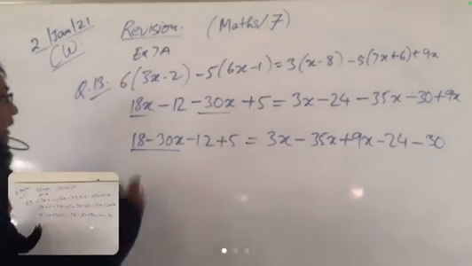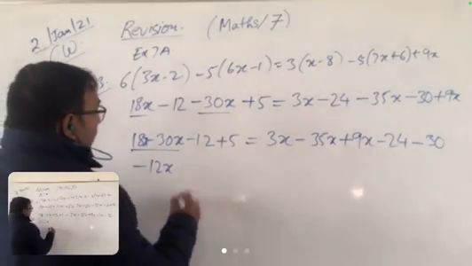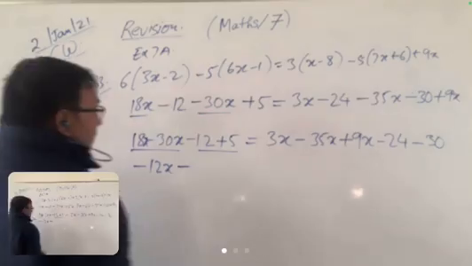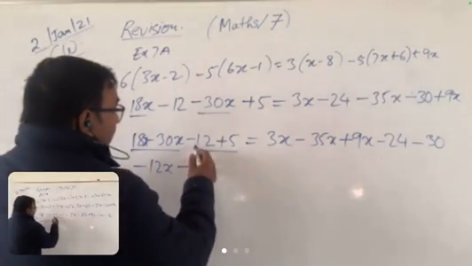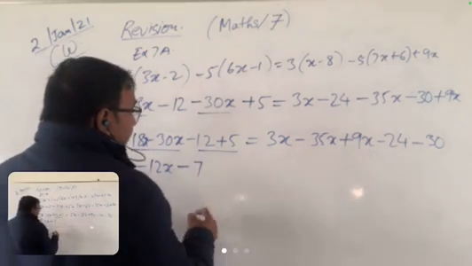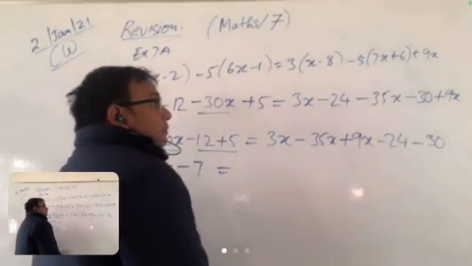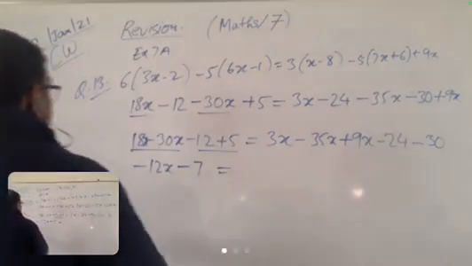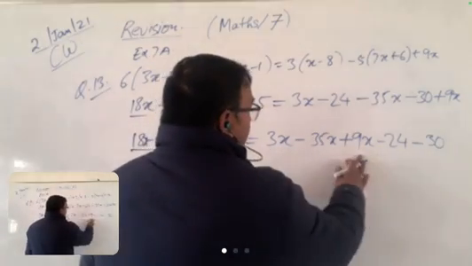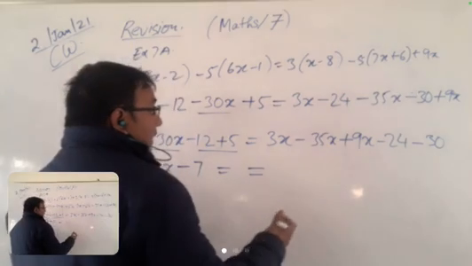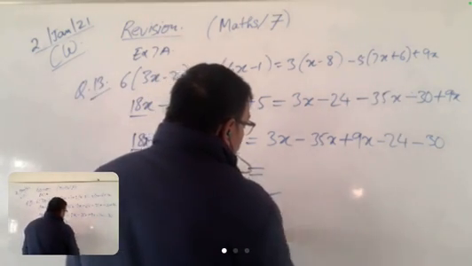Now Rajni, tell me 18x. Now tell me 18 minus 30 is minus 12x. Minus 12 plus 5 is minus 7. Okay. And now 9 plus 3 is what? 12. 9 plus 3 is 12, and 35 minus 29.